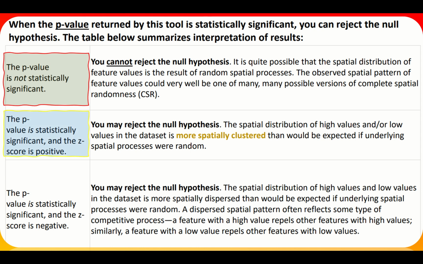If we get a p-value which is very low, it's significant, and the z-score is positive, aka the Moran's I is positive, that means we're going to reject the null hypothesis and we're going to say that our data is spatially clustered. Again, if we get a significant, very low p-value, and our z-score or Moran's I is negative, we're going to reject the null hypothesis, but this time we're going to go with the alternative hypothesis that our data is uniformly dispersed.